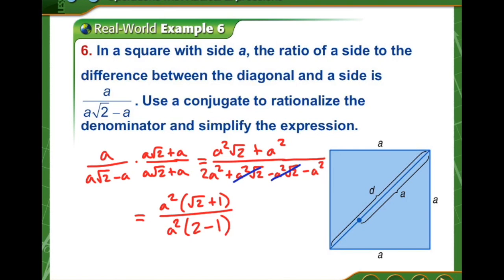So that means we can go ahead and cancel out the a squares. So we don't have any a's anymore. So now the top is just square root 2 plus 1. And the bottom, 2 minus 1, is 1. So we don't have a denominator anymore either. And that is our solution, square root 2 plus 1.